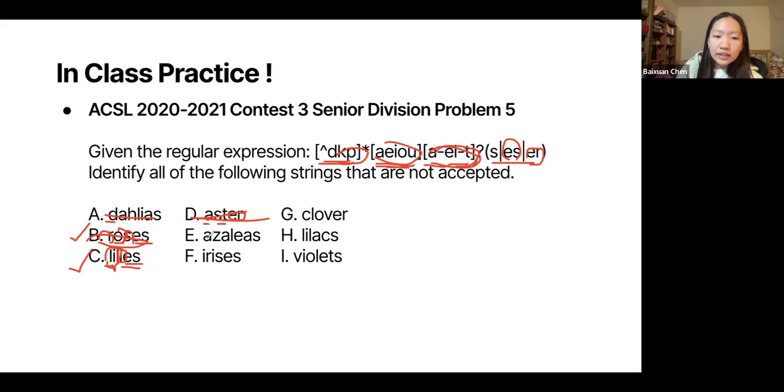And then next we have azaleas. So A and Z, we see a Z ahead here. So since Z doesn't go into the rest of the expression, we know Z must be here. So in turn, A must also be at the beginning part of the expression. So we have AZ go into the first part. And then there is an A.